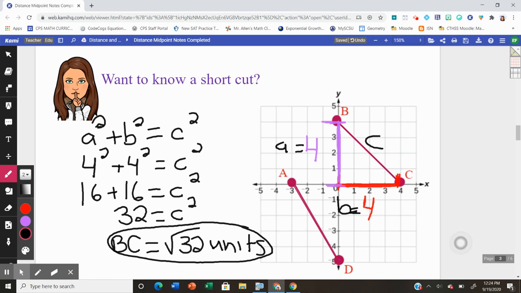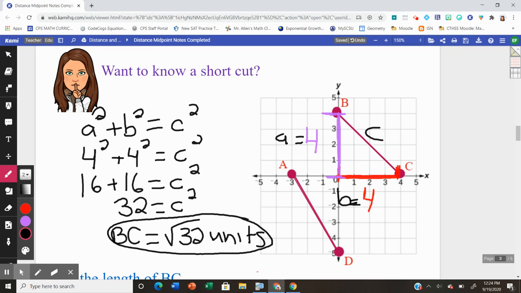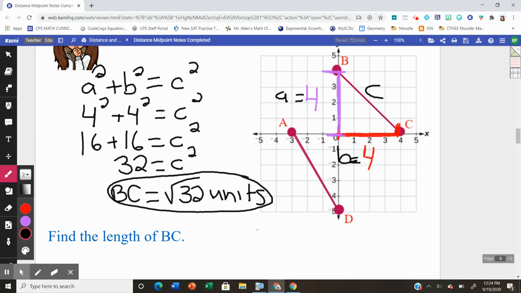All right. So shortcut, I think so, right? A little less steps, easier formula. You guys probably already know that formula. So feel free to use the Pythagorean theorem as an alternative to using the distance formula. All right. Why don't you guys go ahead, pause the video from here. Let's change the directions. I just found BC for you. So why don't you please try to find the length of AD.